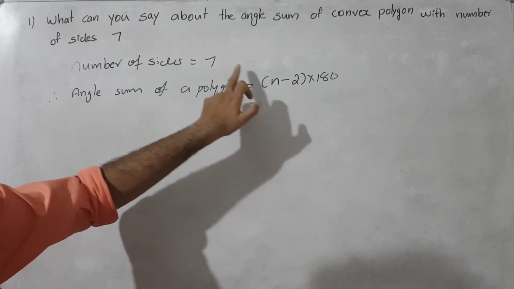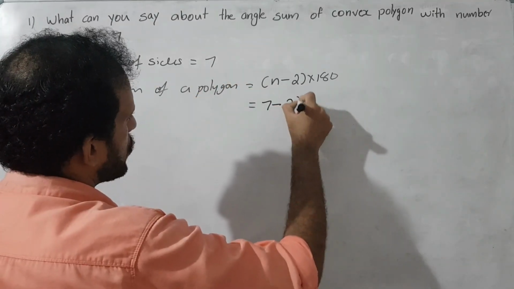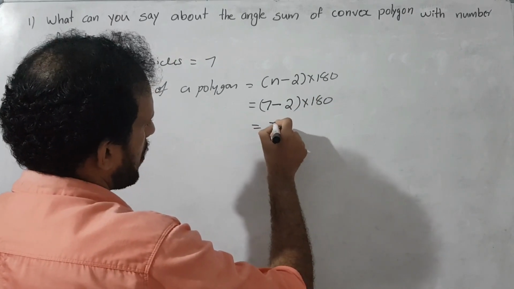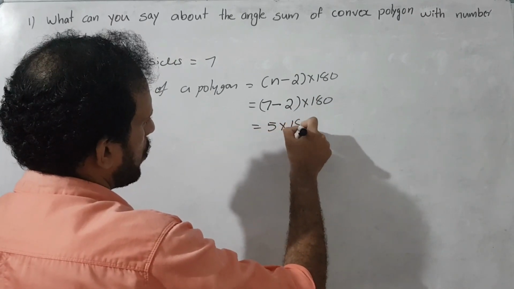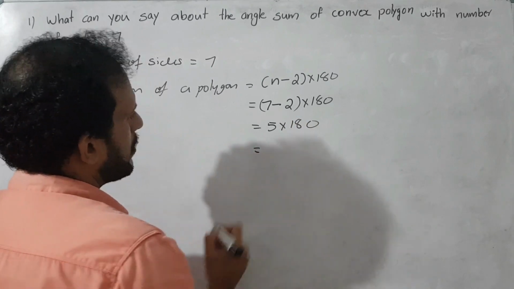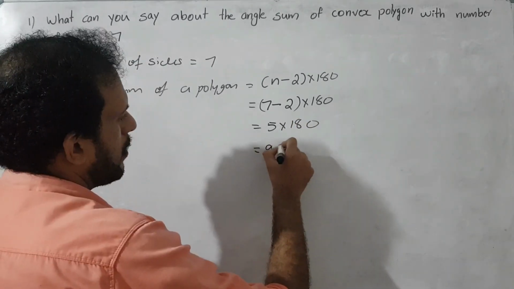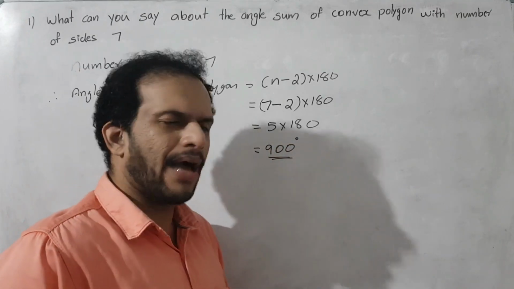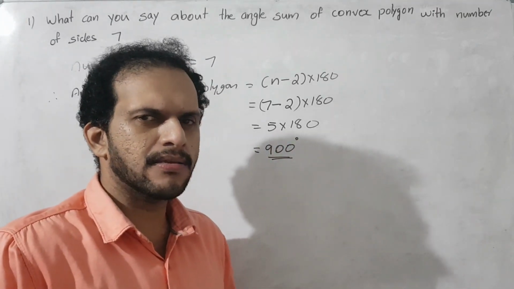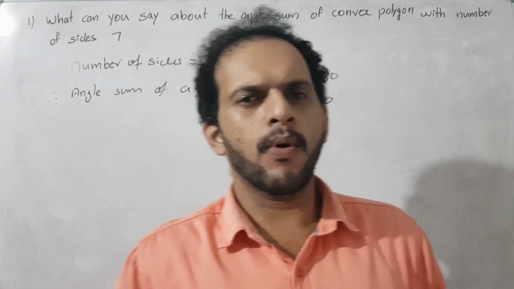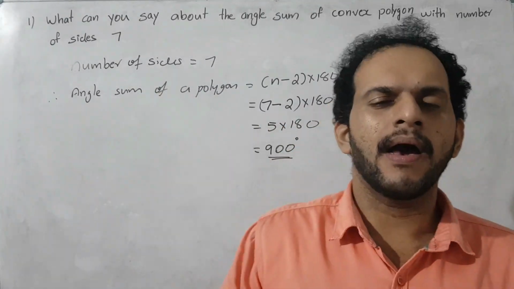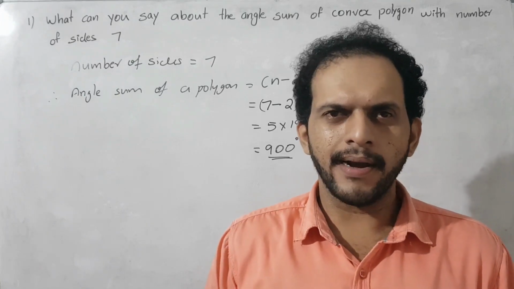What is the number of sides? 7. So 7 minus 2 into 180. Then 7 minus 2 is 5, into 180. Correct? Then what is the answer? 5 into 180 is equal to 900. What is the angle sum of the polygon if the polygon has 7 sides? That one is 900. I think the idea is clear.